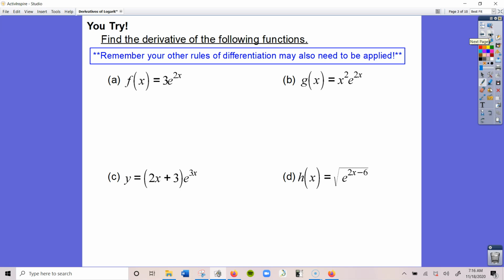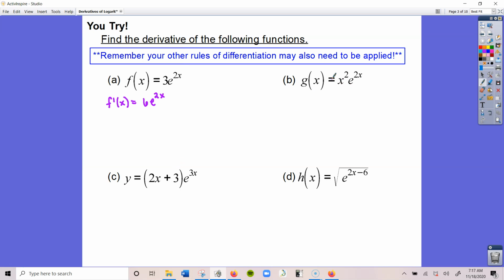For a, we have f of x is equal to 3e raised to the 2x. So remember that that's just a coefficient, so it's just going to tag along with my derivative. When I find the derivative of the exponent, that is 2, and I have to multiply it with the 3, so 6, and then e to the 2x.